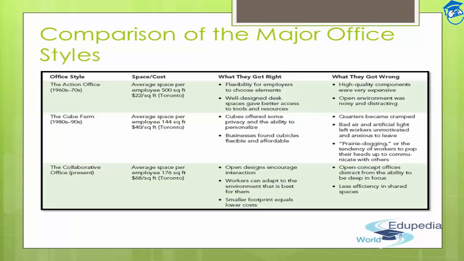So here you can see a comparative understanding of the three major office styles that I mentioned in the previous slide. Now these are the action office, the cube form, and the collaborative office, which is the present structure that is followed now. Now in this chart you can see the space and the cost involved, and what each office style has got right and what each office style has got wrong. So you can go through this. Now we'll take each of these in detail.